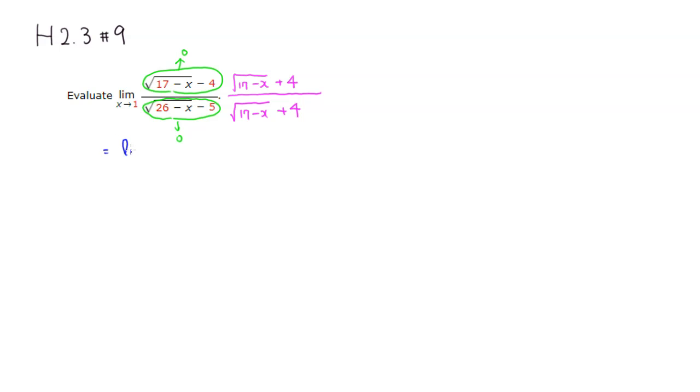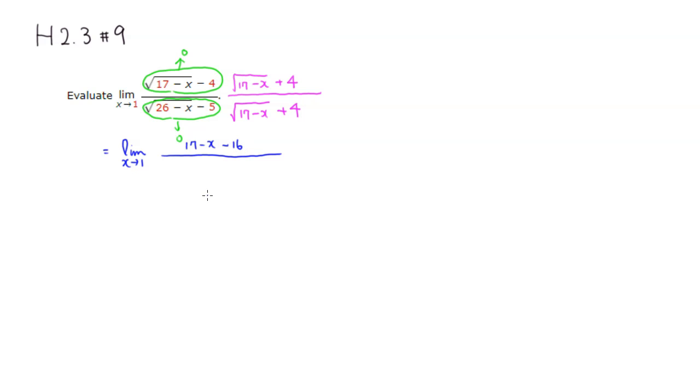We have the limit as x approaches 1. If you multiply the numerators together, this is a minus b times a plus b form. So we do a squared, which is 17 minus x, because of the squared, the square root is gone. Then minus 4 squared, which is 16. So that would be the numerator.